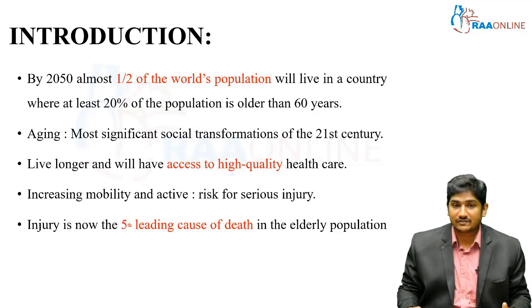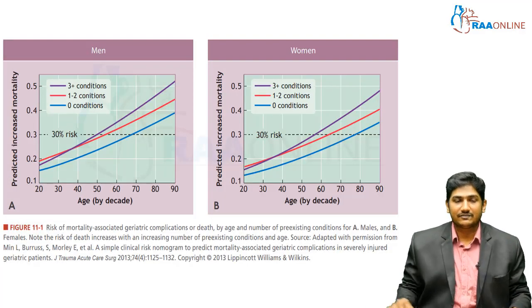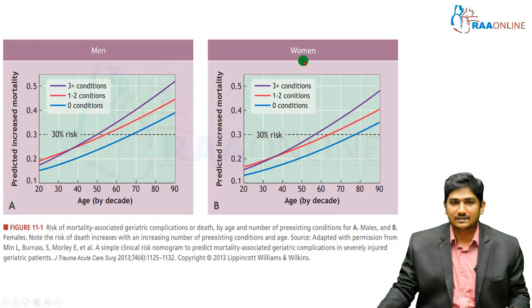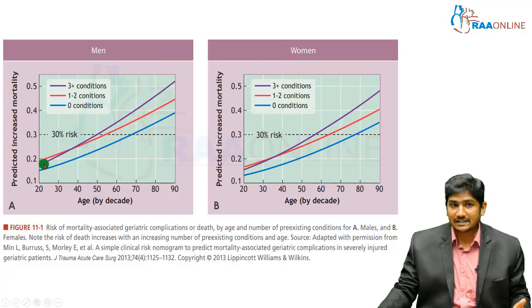And injury is now the 5th leading cause of death in the elderly population. That's why you need to know about the geriatric population and geriatric trauma. So look at this graph. This is for men and this is for women. People who have premorbid conditions, if they have 3+ conditions, the predicted increased mortality rate is going to be very high. See, this violet color is 3+, red is 1 to 2, and 0 is this. The predicted increased mortality is very high if the patient has 3 or more comorbidities or pre-existing medical conditions, which is almost the same for women, but overall they have a decreased risk of mortality.